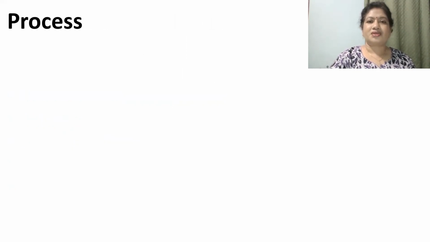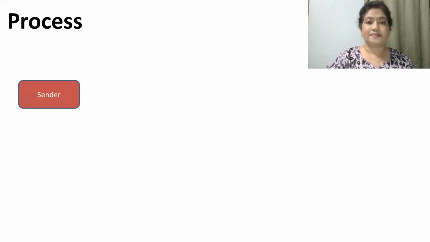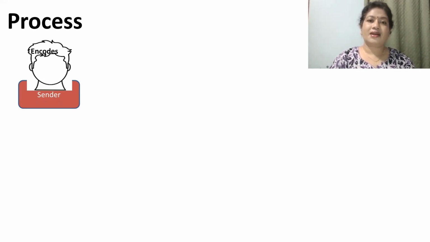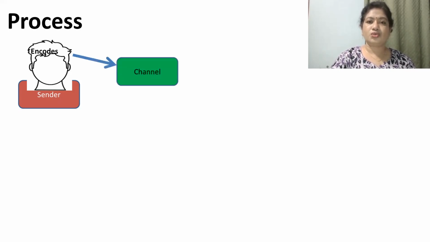So now the process. Now how is this process going to work? As I said, first you have a sender. There has to be a sender, and that sender encodes the message in an understandable language. The language can be sign language, verbal, or non-verbal. So he encodes for whom he is going to send the message. Then he chooses a channel, through which medium or by which means he is going to send the message.